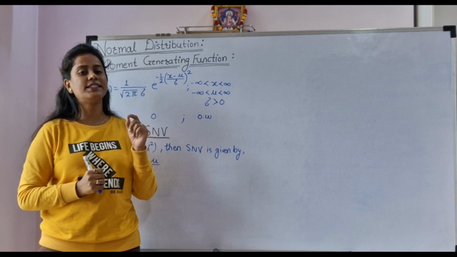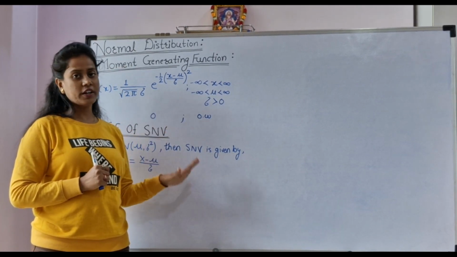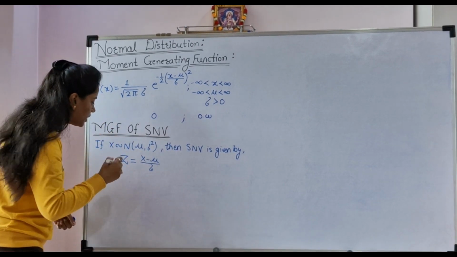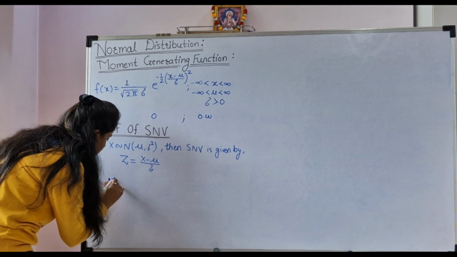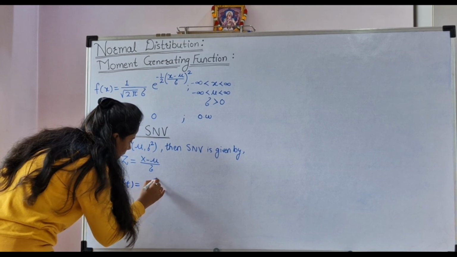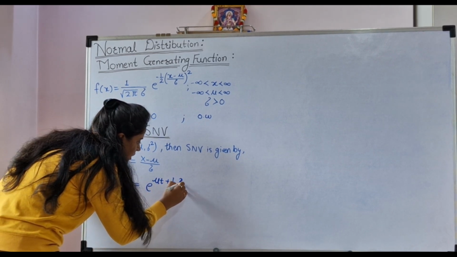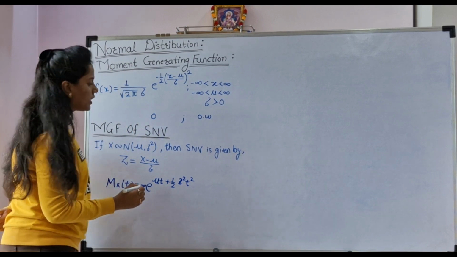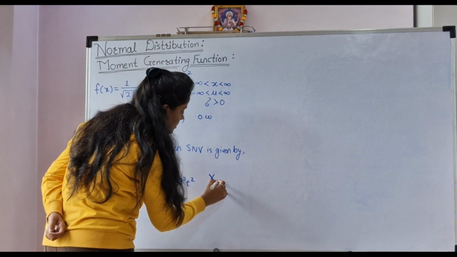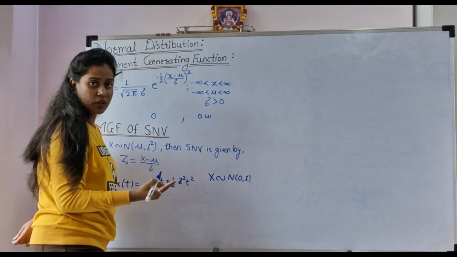Now there is a simple way to obtain it. We have already derived the moment generating function of a normal distribution, and it says M_X(t) equals e to the power mu t plus half sigma square t square. When we say it is a standard normal variate, that means x follows normal with mean 0 and variance 1.